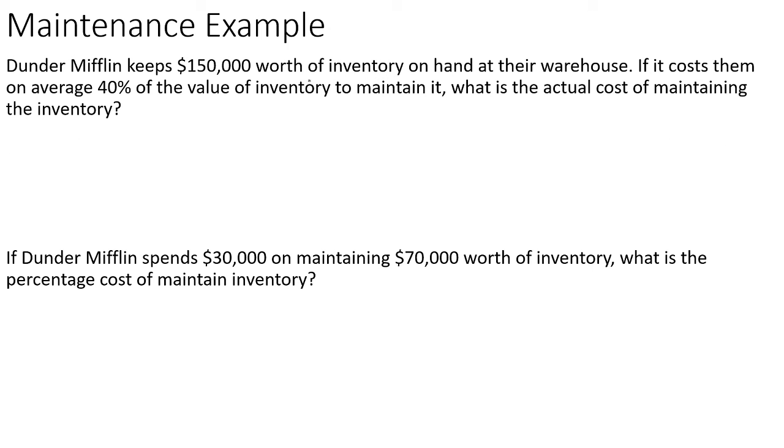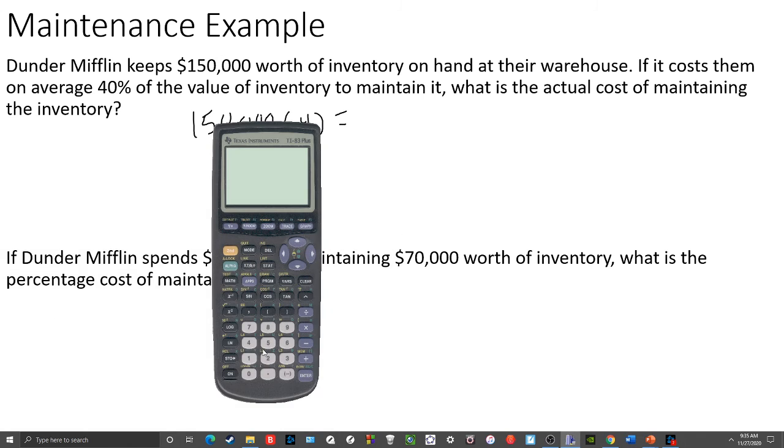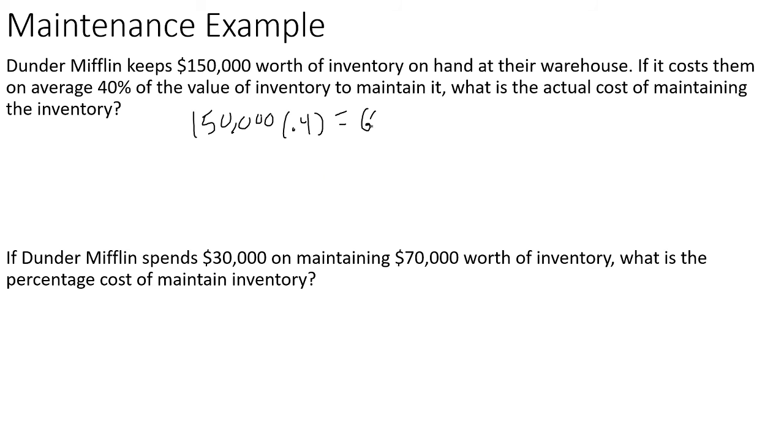So for example, Dunder Mifflin here keeps $150,000 worth of inventory. If it costs them 40% on average to maintain it, what's the actual cost of maintaining the inventory? So they have $150,000 worth of inventory, right? It's going to cost them 40% of that amount to simply maintain it. So we're going to times that by 0.4. So 150,000 times 0.4, and we get 60,000. So it's going to cost them $60,000 to simply maintain that inventory based on past data.